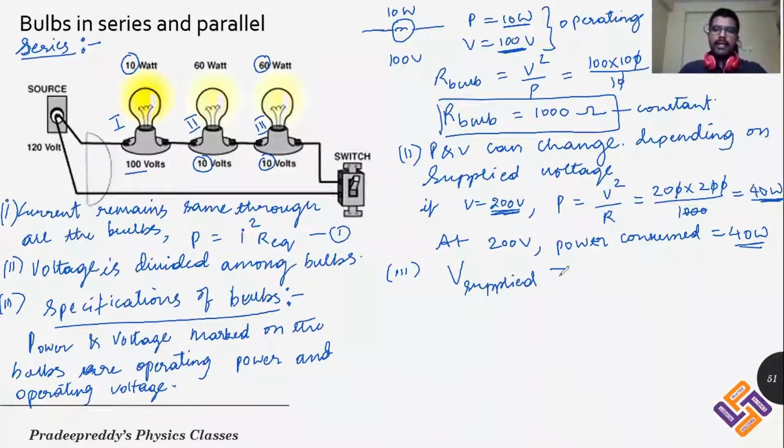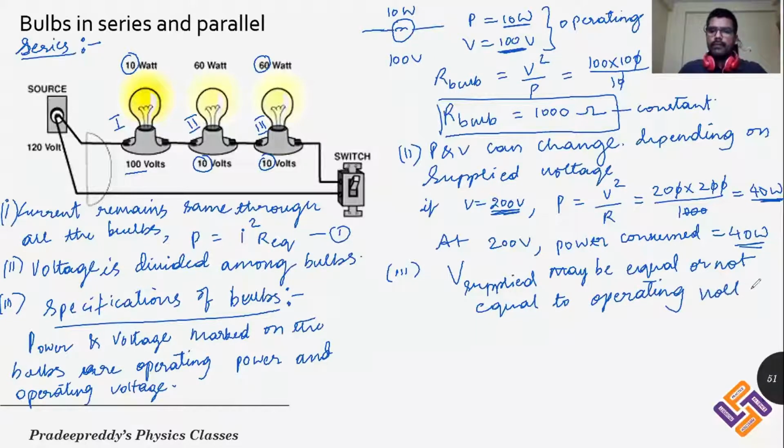or not. V supplied may be equal as this or is not equal question is a weak to jumble operating voltage. Easy question. Question is an easy.